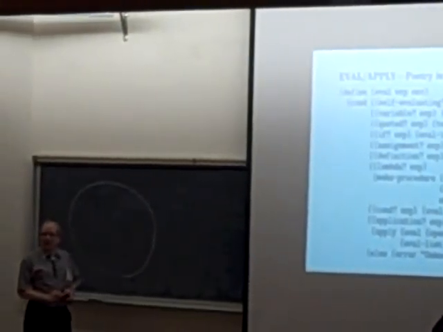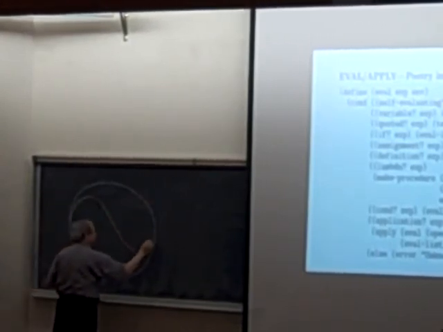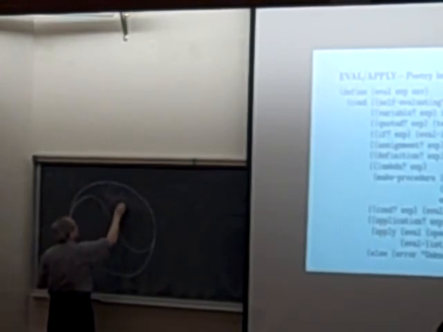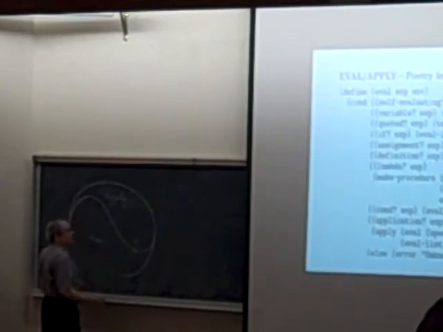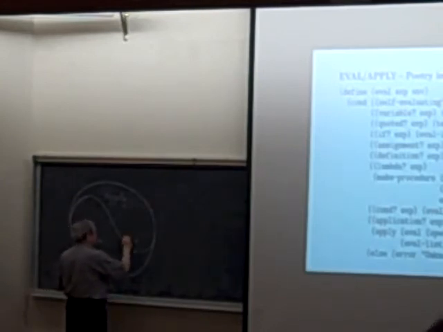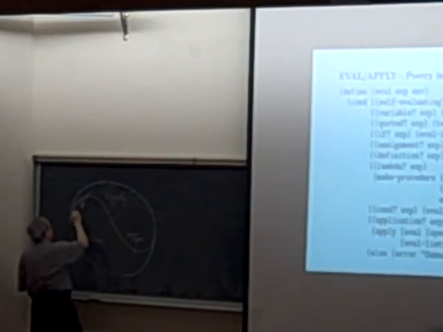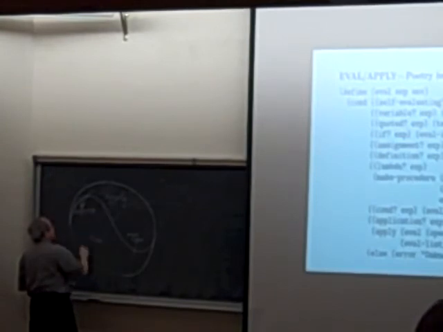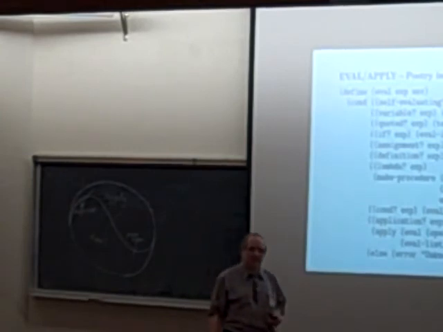like magnetic and electric fields. I have apply, and I have eval. And what happens is, as it progresses this way, apply turns, let's go this way, let's go that way. Eval is going to produce procedures and arguments. And apply is going to produce expressions and environments. Okay? So this is the Maxwell's equations for computation.